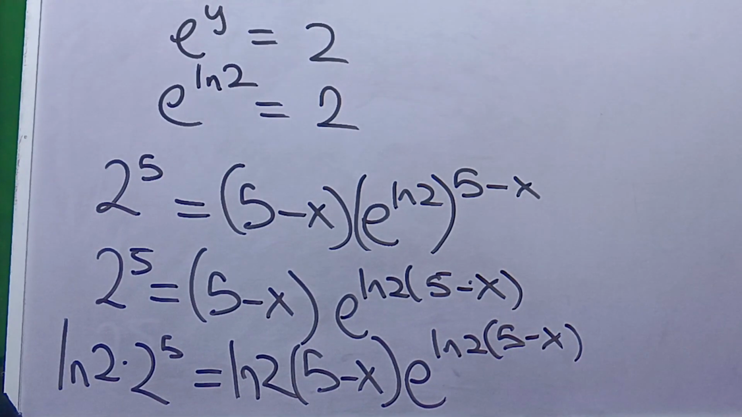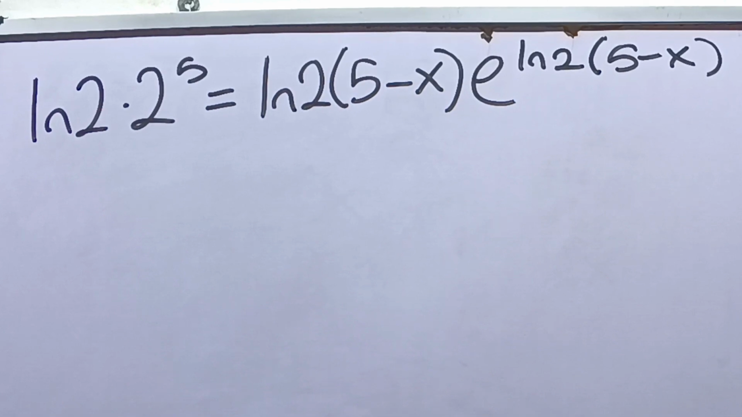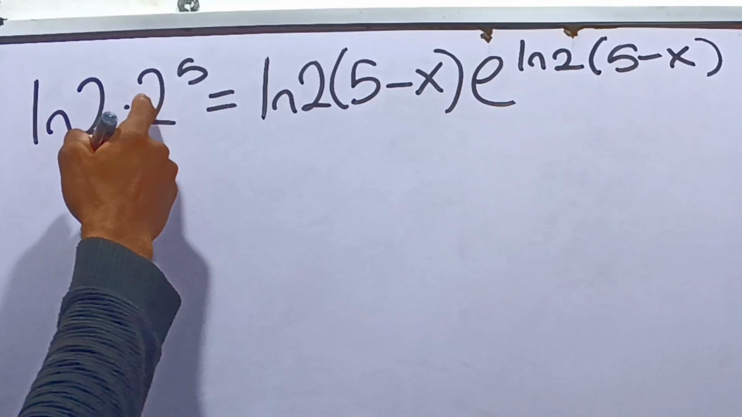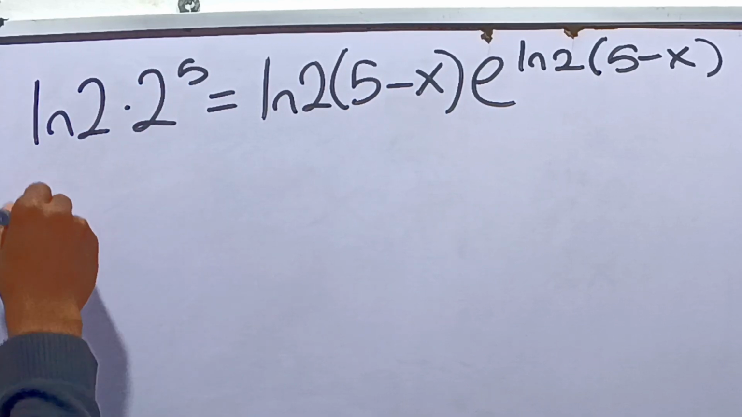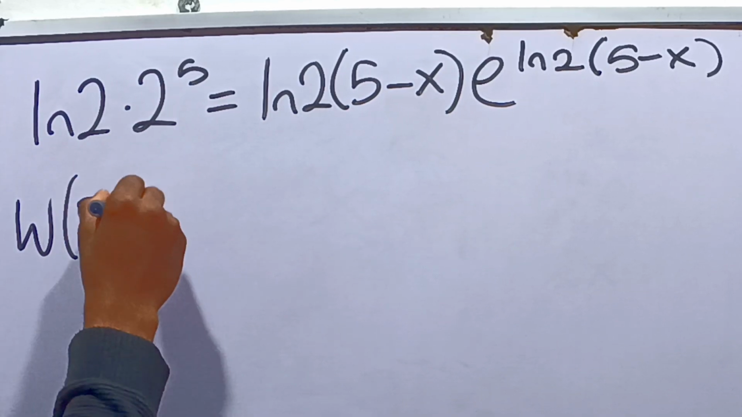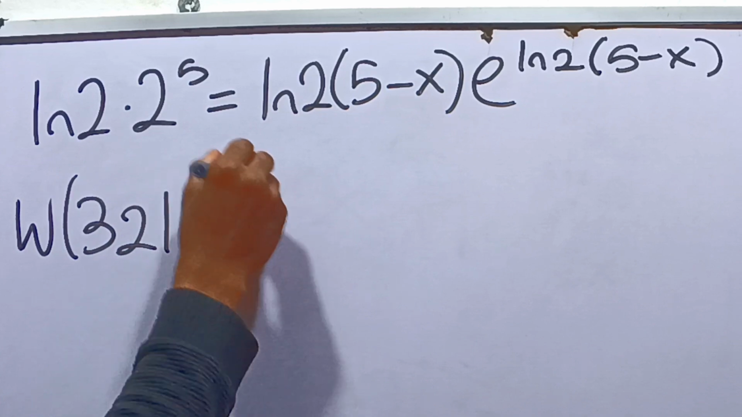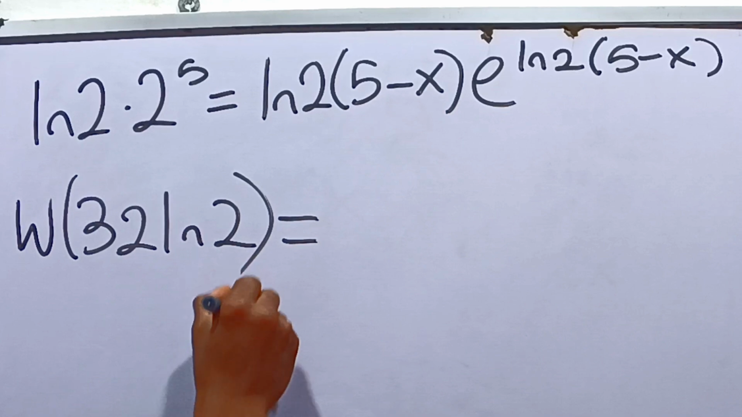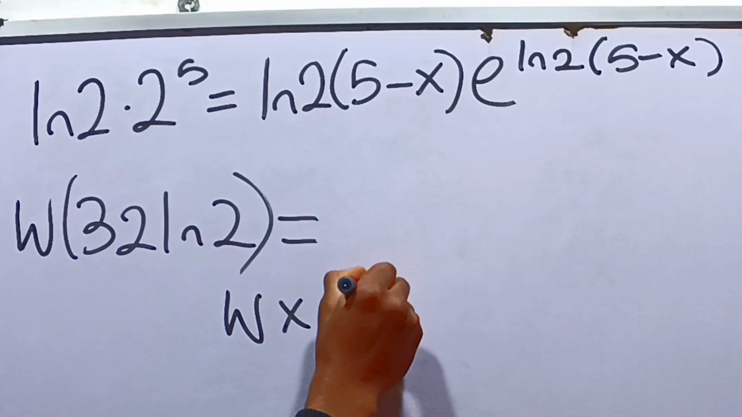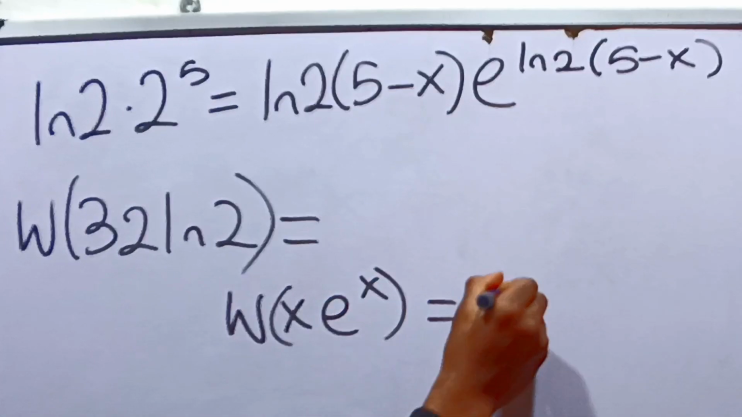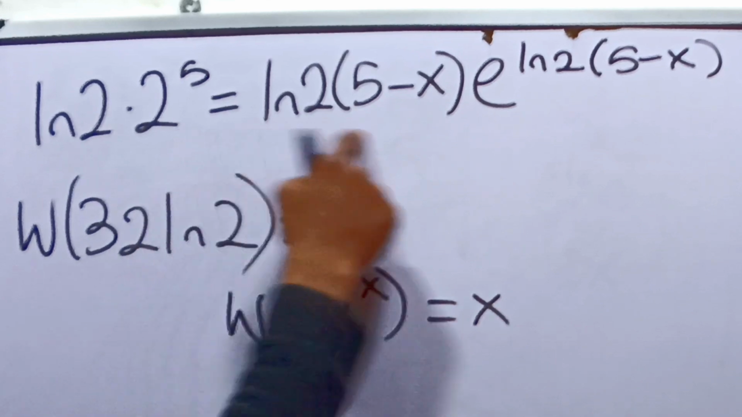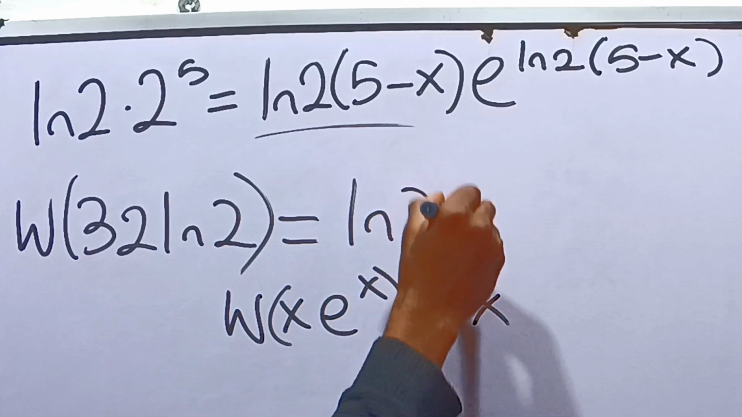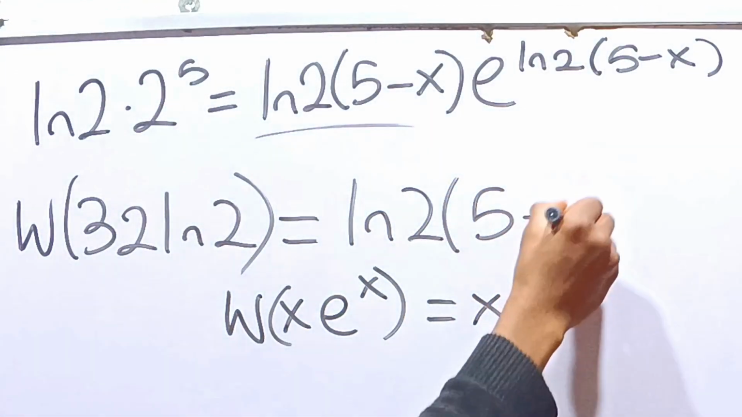Moving on from here, let's now apply our W. So we take the W of both sides. Recall that 2 raised to the power 5 is 32, so this is W of 32 multiplied by ln of 2, equal to the W of this side. When we had W of x e to the power of x, the answer was x. So when we take the W of this expression, the answer will be ln of 2 multiplied by 5 minus x.